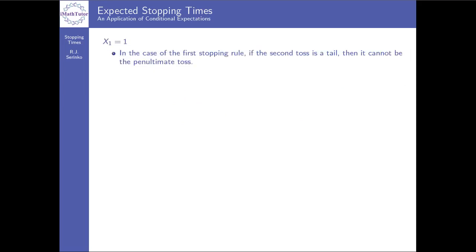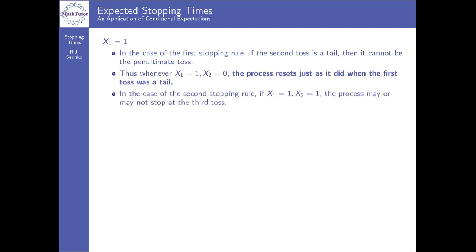Now, in the case of the first stopping rule, if the second toss is a tail, then it cannot be the penultimate toss, because the penultimate toss must be a head. Thus, whenever x1 equals 1 and x2 equals 0, the process resets just as it did when the first toss was a tail. In the case of the second stopping rule, if the first toss is a head and the second toss is a head, the process may or may not stop at the third toss. In this case, the process resets, but really only partially.